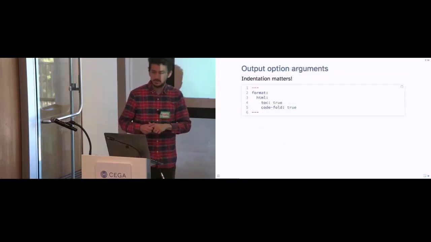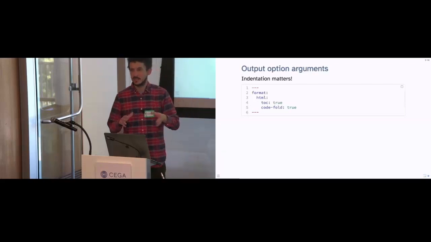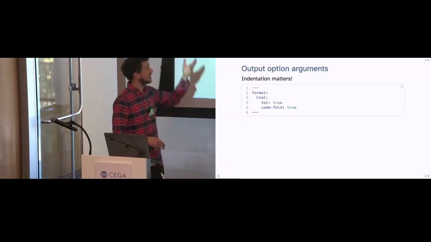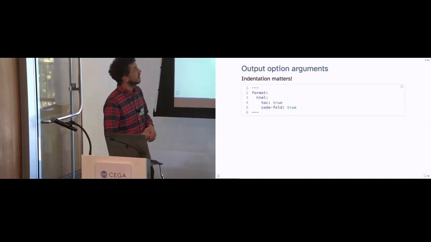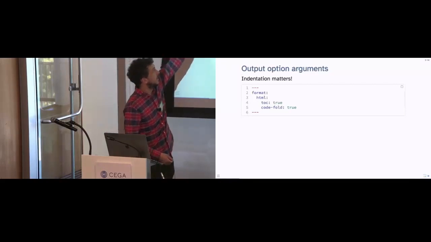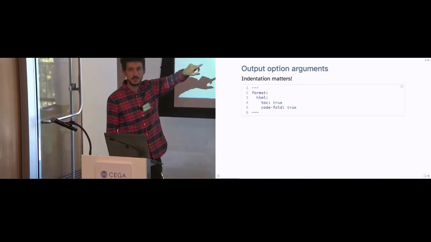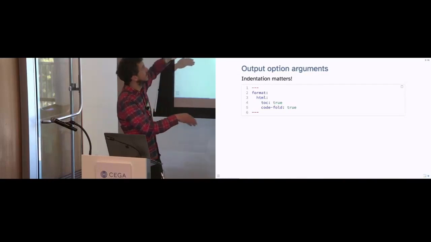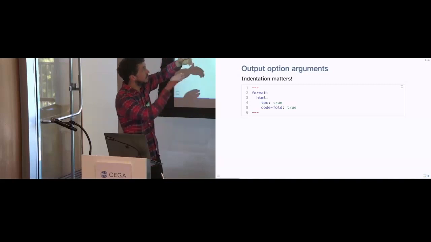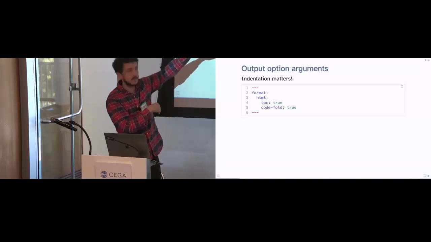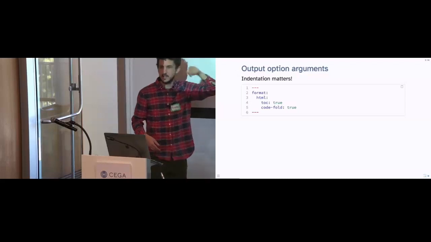In YAML, indentation matters. YAML's kind of finicky. It's not my favorite. It's nice and readable, but it's pretty picky. So in this case, the key is format, and then the value for that is another key, so you can nest them, called HTML. And then within HTML, I have two more keys that now have values. And importantly, that nesting is done by adding two spaces.